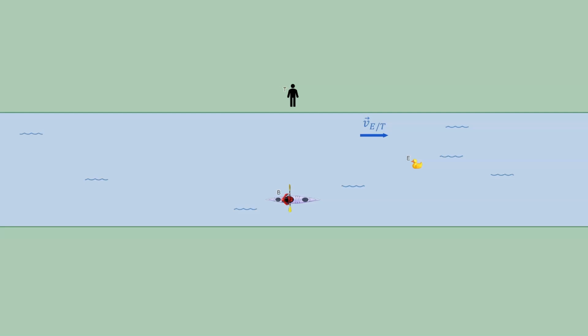For example, the person on the bank measures the velocity of the water relative to the land, v/t, which is also called the current. It also measures the velocity of the boat relative to the land, v/t. A duck, following the current, measures the velocity of the boat relative to the water, v/e. According to Galilean relativity, v/t is equal to the vector sum of v/e and v/t.